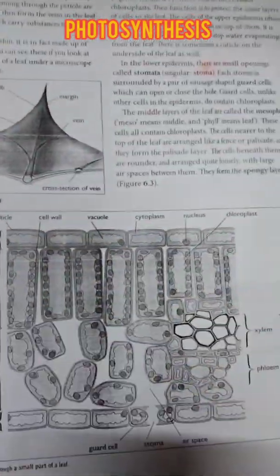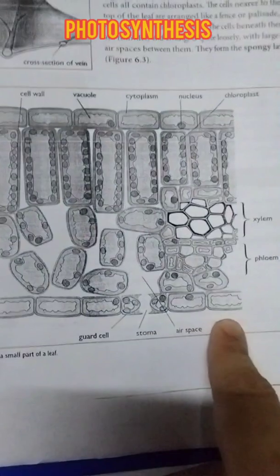See, as I told you, the upper epidermis does not contain any chlorophyll. Even the lower epidermis does not contain any chlorophyll. Chlorophyll is present in the mesophyll layers. So this layer becomes transparent, and then the sunlight reaches the mesophylls, the palisade mesophyll and the spongy mesophyll. These contain the chlorophyll.